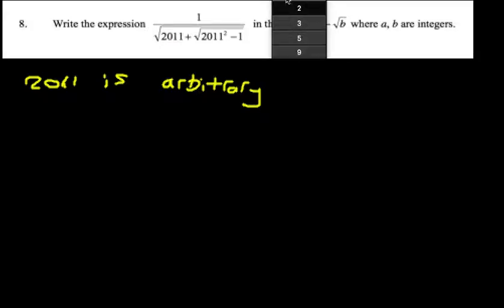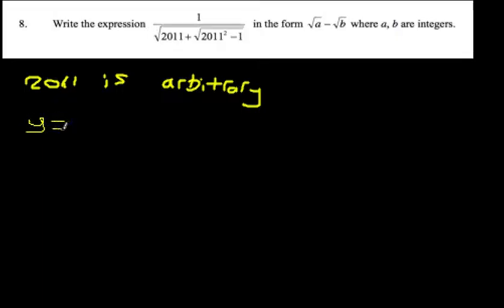Now, the first thing I observe is that 2011 is completely arbitrary. That means it has no particular significance, or it seems not to anyway. Especially in these types of questions where it's the year that the question was released or whatever. The number itself rarely has significance when it's kind of large. So we will treat 2011 as x.